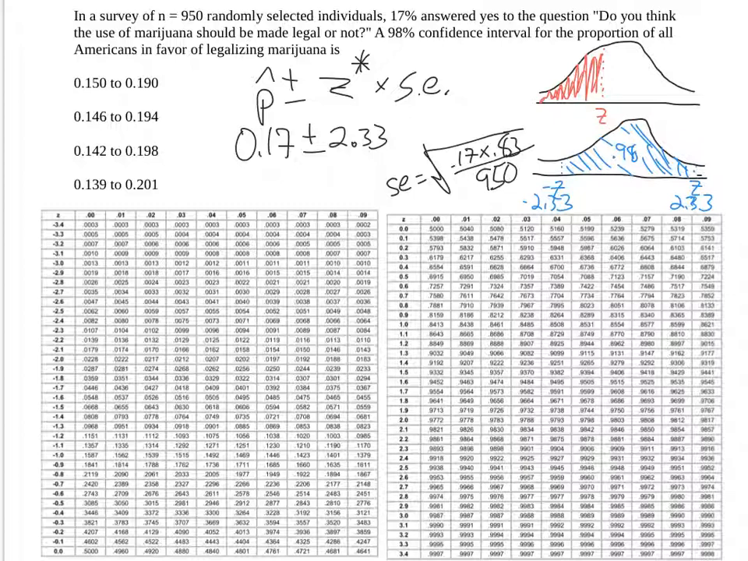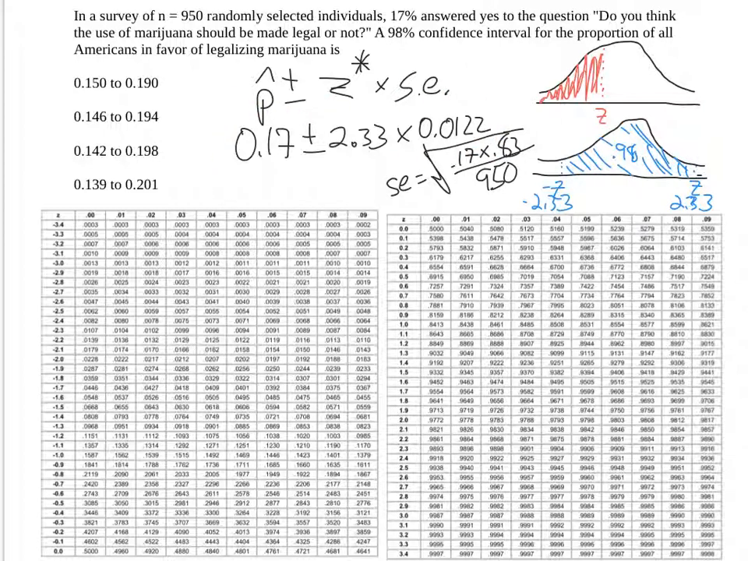So go into your calculator, enter that in, don't forget the square root, and when you do, you'll find that the answer is 0.0122. So we're going to say times 0.0122. Okay? So here is our formula for the confidence interval.